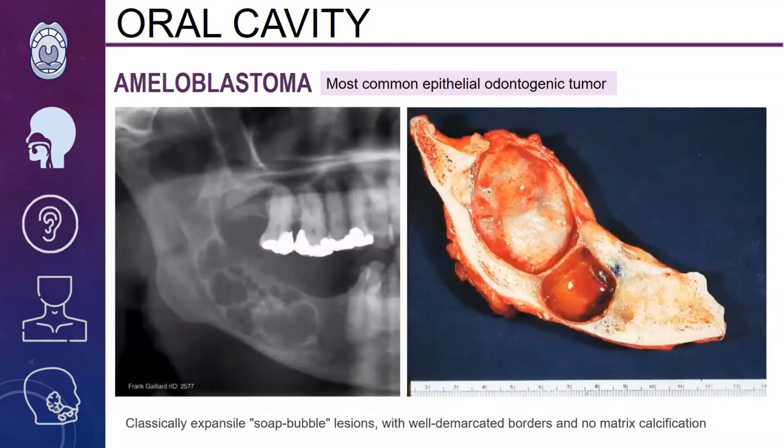Next, we have ameloblastoma. Ameloblastoma is the most common of the epithelial odontogenic tumors, but it is still comparatively rare, comprising approximately 1% of the tumors and cysts arising in the jaws. Gross appearance of ameloblastoma shows an expansile, solid, and cystic mass in the posterior mandible and ramus.